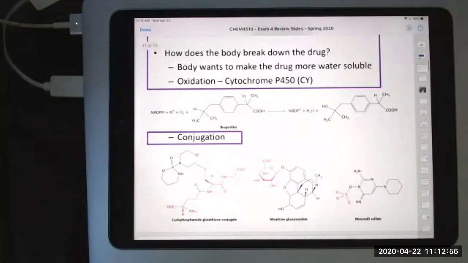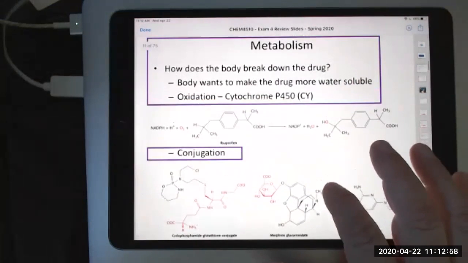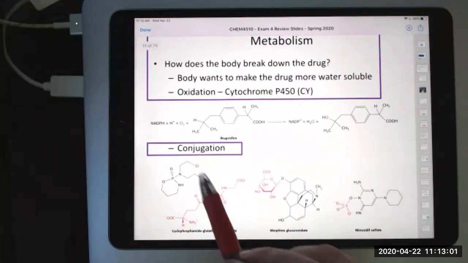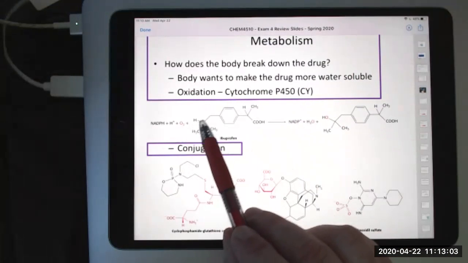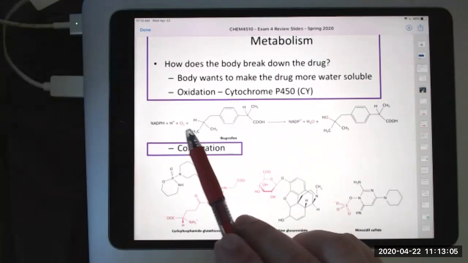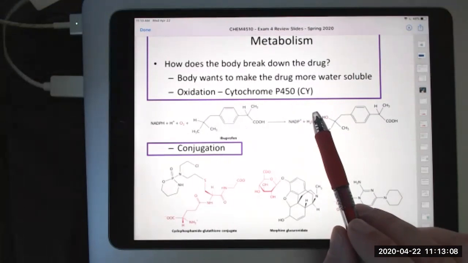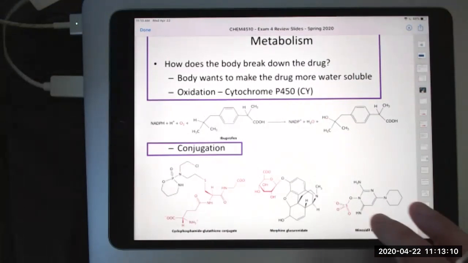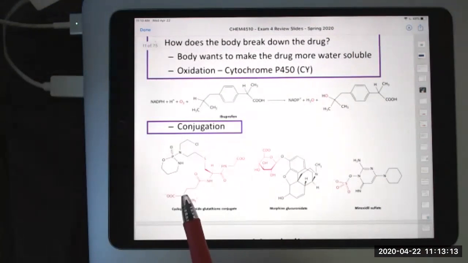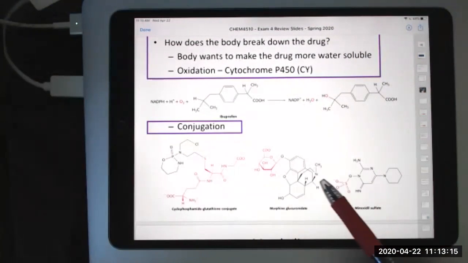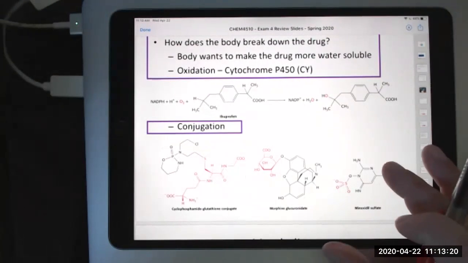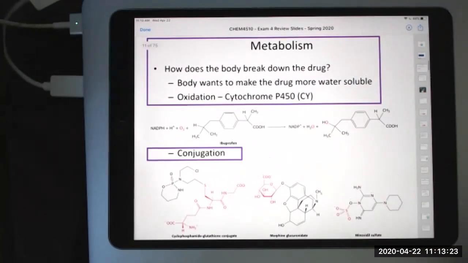Metabolism. So how does the body break that down? It does it primarily either by oxidizing it, making H's into OH's to improve the solubility, or conjugating it, so adding other soluble molecules onto it, like glutathione, sugars, sulfates, phosphates, things like that. So the way that it breaks it down is it actually reacts with the molecule in order to make it more soluble so that you can excrete it.